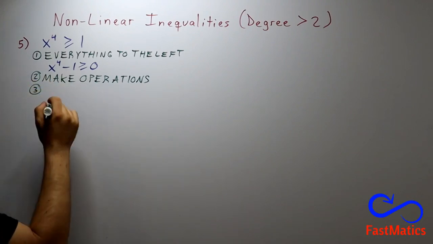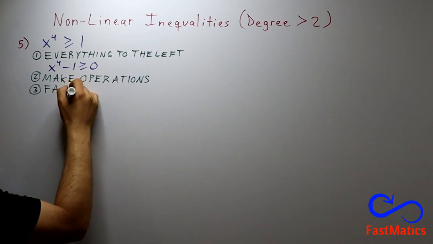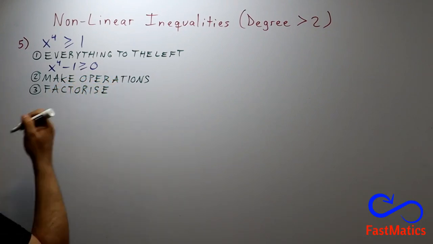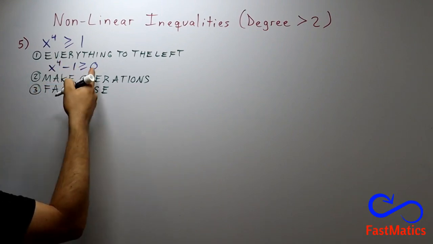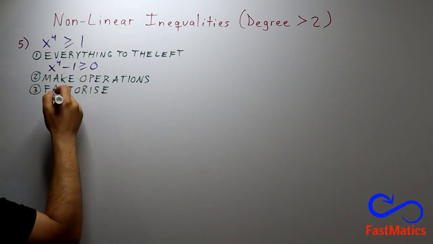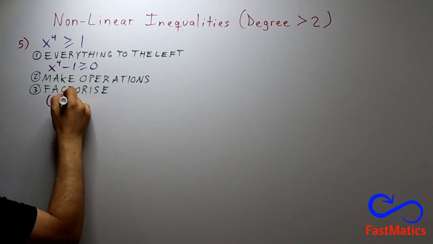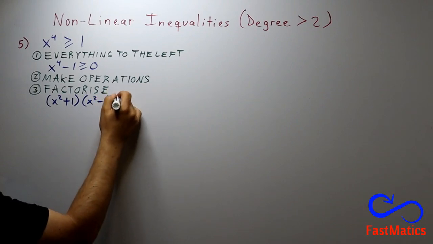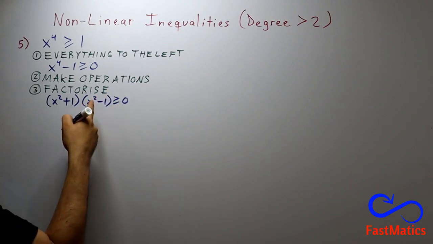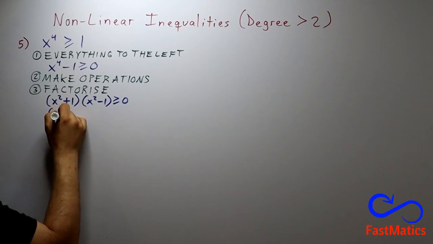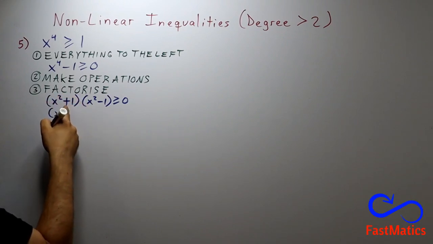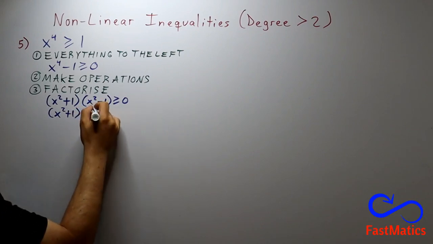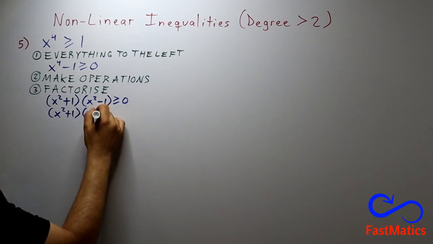After that, factorize. Yes, we can factorize. Here we have a difference of squares, so we take the square root of both, with a positive and with a negative sign. But can we factorize again? Here no, because we have a positive sign. It is not possible, but here you have again a difference of squares.